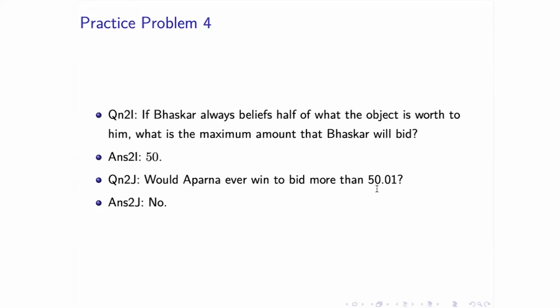Why? Because if she's already bidding 50.01, she's already guaranteeing that she'll win. So any additional increase in her bid does not affect her probability of winning, but it affects how much she'll have to pay if she actually wins. So this just leads to a reduction in her expected profit. If you think of smaller and smaller increments, you will get the result in the limit that Aparna will never want to bid more than 50. So that is one thing to keep in mind as we go through the next set of exercises.